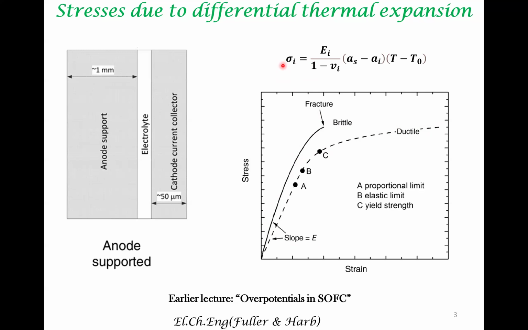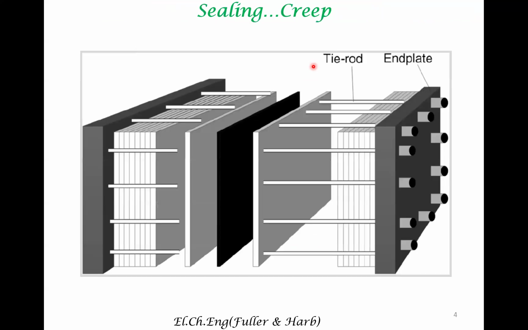So, managing stresses due to differential thermal expansion and high temperatures is an important practical issue that has to be dealt with in the context of solid oxide fuel cell. There is another aspect in the context of SOFC. To prevent gas leakage, you apply a compressive stress. This compressive stress is applied via tie rods. So you tighten these tie rods to prevent leakage of gases.